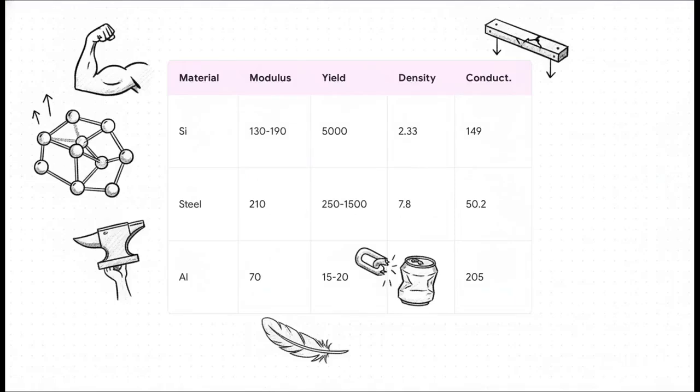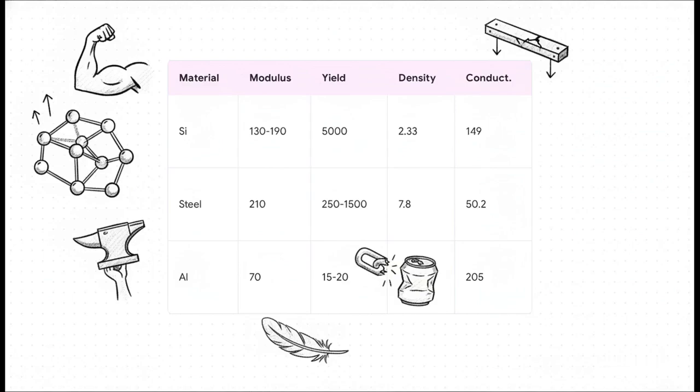Before we look at how it's made, we really need to appreciate why silicon is the chosen one for electronics. If you look at its yield stress, it sits at a staggering 5,000 megapascals. To put that into perspective, everyday materials like steel top out around 1,500, so silicon vastly outstrips it, giving it immense physical strength. It's incredibly robust, yet relatively lightweight. Its density is just 2.33 grams per cubic centimeter.